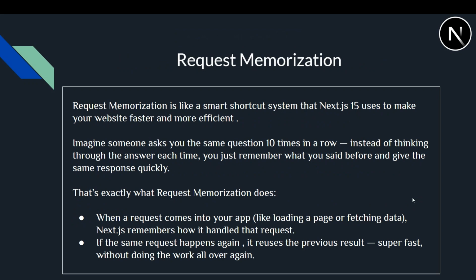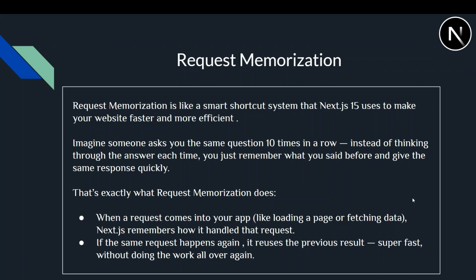Imagine someone asks you the same question 10 times in a row. Instead of thinking through the answer each time, you just remember what you said before and give the same response quickly. That is exactly what request memoization does. When a request comes into your app, like loading a page or fetching data, NextJS remembers how it handled that request. If the same request happens again, it reuses the previous result super fast without doing the work all over again.